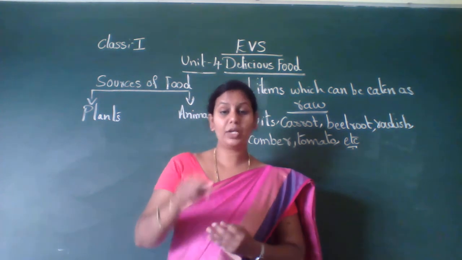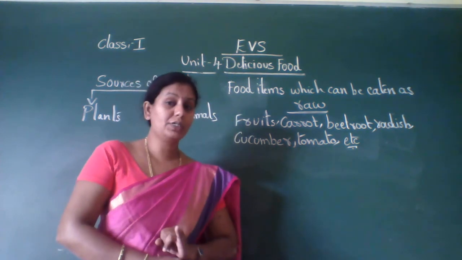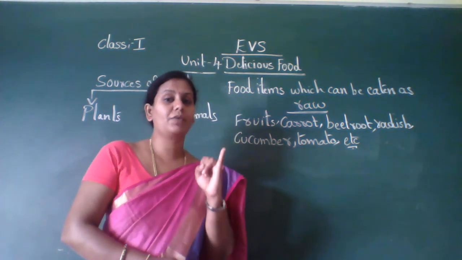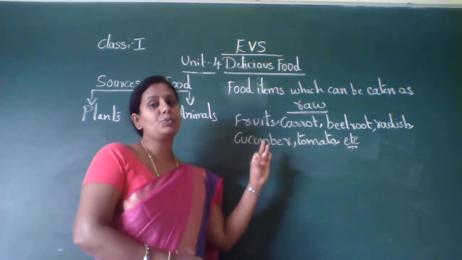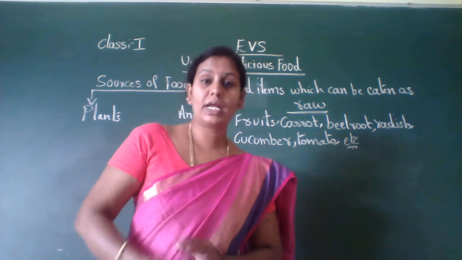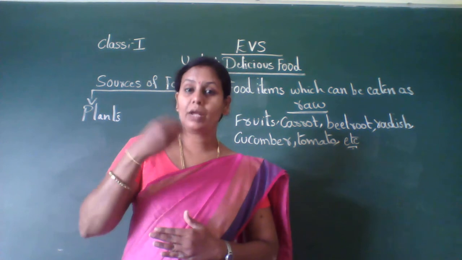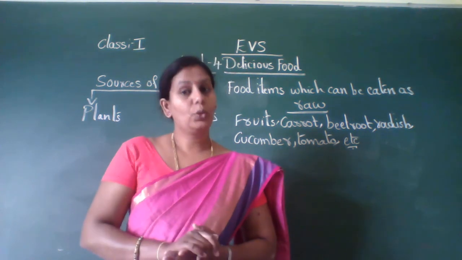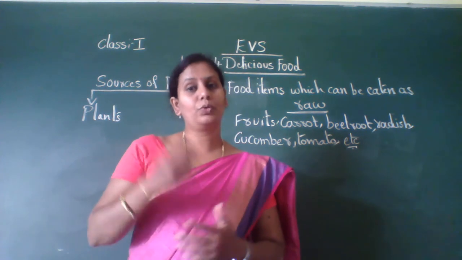Then we will do the textbook activity. So till here this much is enough. In today's class, what did we learn today? What are the food items we get from plants and animals? Then food items which can be eaten raw. Everything we learned in today's class. So in the next class I am going to teach you which food items can be eaten only after cooking. Without cooking you can't eat some food items. Isn't it? Everything we are going to learn in the next class.